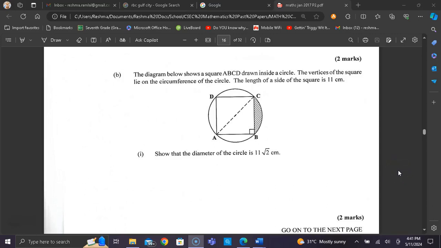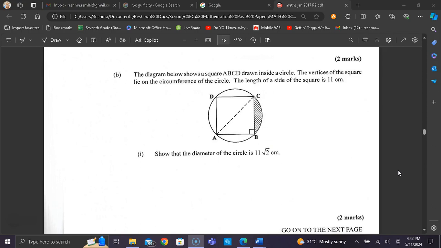So let's do some CSEC Math Paper 2 revision on the topic of measurement. This question is question 6 part B from January 2017 Paper 2. We have a diagram showing a square ABCD drawn inside a circle. The vertices of the square lie on the circumference of the circle. The length of a side of the square is 11 centimeters.